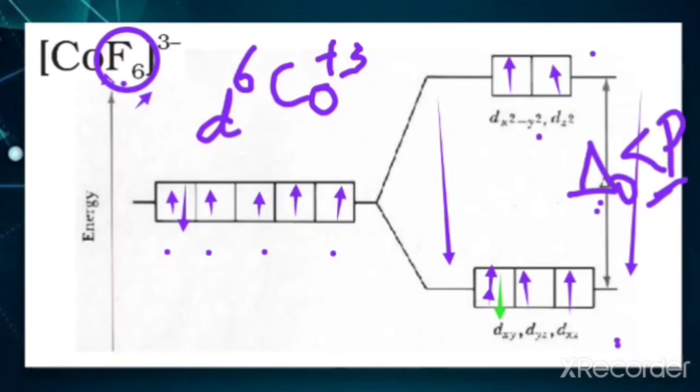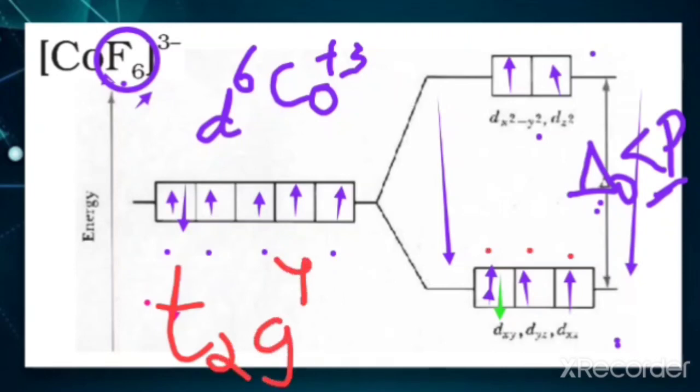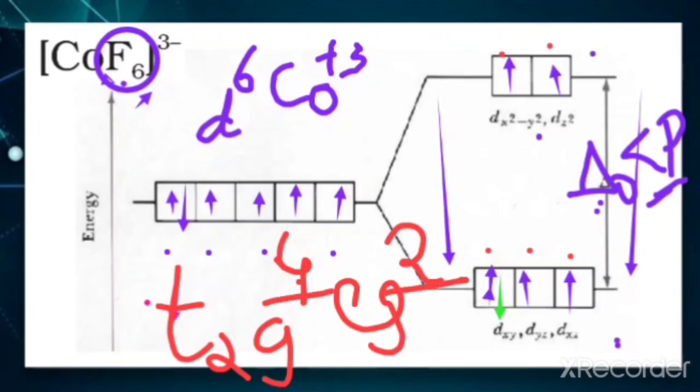So we will be writing the configuration for the t2g set. How many electrons are there in the t2g set? When you look here, there are 4 electrons in the t2g set. Therefore we will write t2g4. Then the eg set, how many electrons are there in eg? 2. So that is 4 plus 2, which is the 6 electrons.